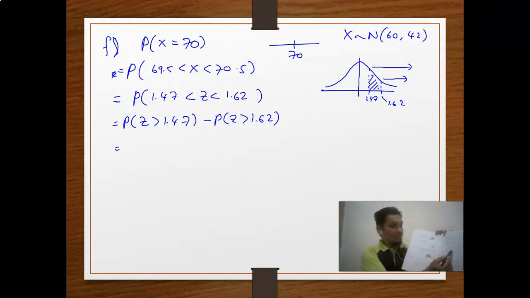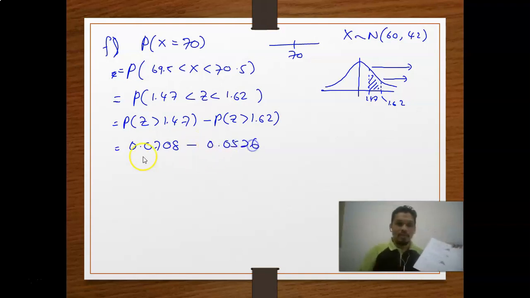1.4 and 0.07 gives 0.0708, minus 1.6 with 0.02 gives 0.0526. So 0.0708 minus 0.0526 equal to 0.0182.